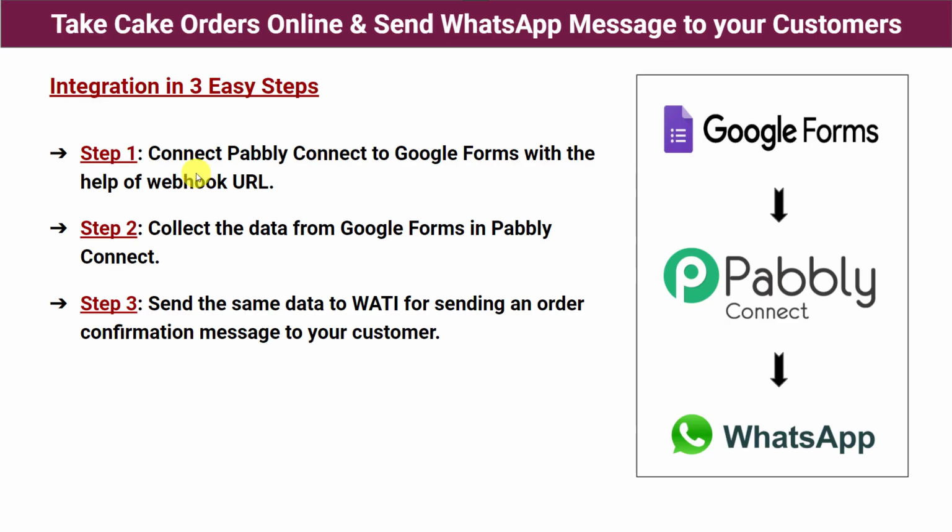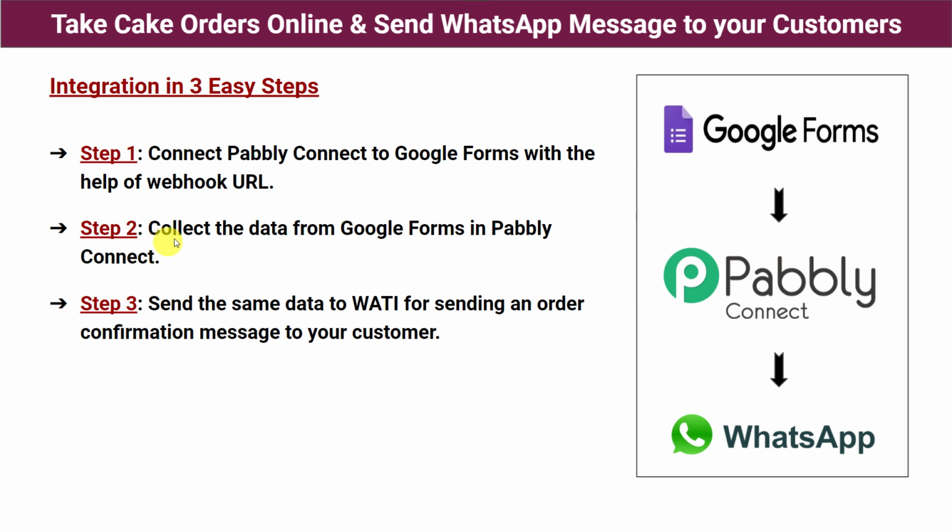So here at step 1, connect Pabbly Connect to Google Forms with the help of a webhook URL. So first we have to go to Pabbly Connect. Pabbly Connect will give us a webhook URL. We have to paste that webhook URL into the Google Sheets of the Google Forms. Okay, I will be showing you the Google Sheets also. Whatever the data is collected in the Google Forms, it is being stored in the Google Sheets. So we have to paste the webhook URL into the Google Sheets of that particular Google form.